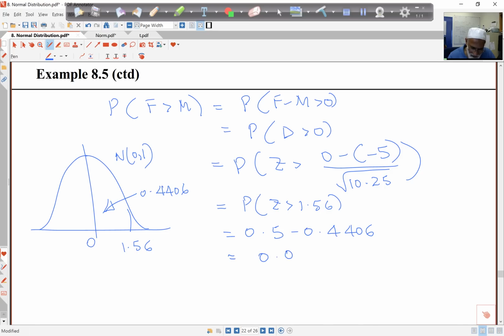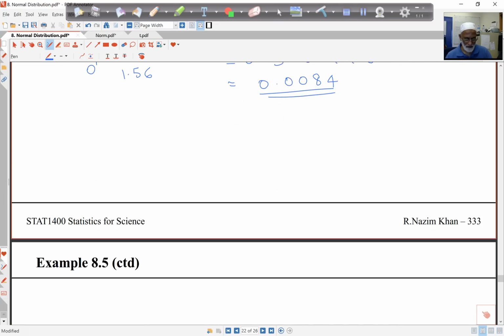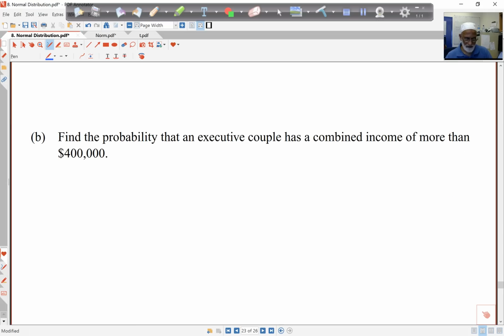0.0084. Not many, but less than 1% in fact. Alright. Part B says, find the probability that an executive couple has a combined income of more than 400,000. So now I want the probability that female plus male is bigger than, now this was in tens of thousands, so that'll be bigger than 40.